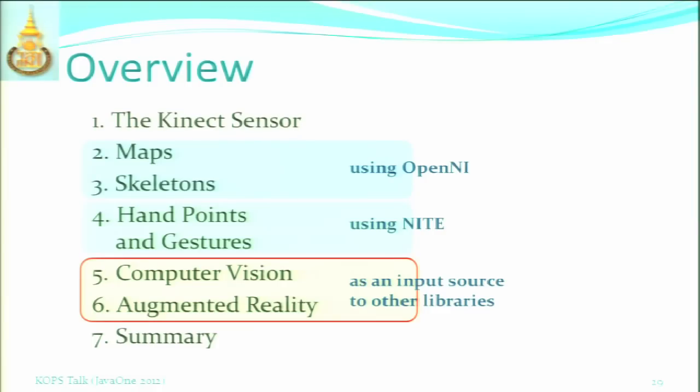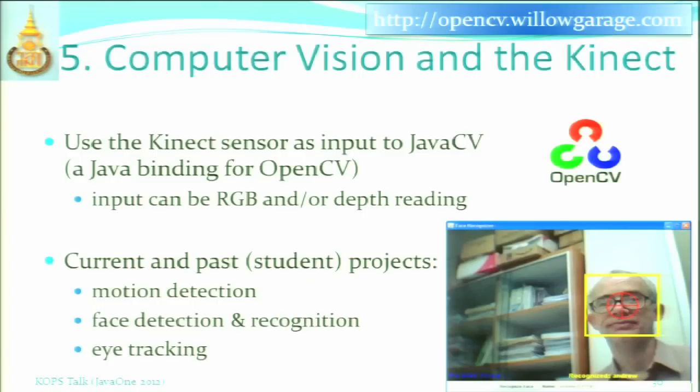Now let's move over to using the Kinect in slightly different application domains. I'm going to look at computer vision, augmented reality. All right, computer vision. What I'm going to be doing here is using a really wonderful computer vision library called OpenCV. In particular, I'll be using a Java binding of OpenCV called JavaCV. And it does everything. Where does the Kinect fit into this? Well, it's being used as an input device. I can use the Kinect to supply image information or infrared information, or in this particular example, depth information.